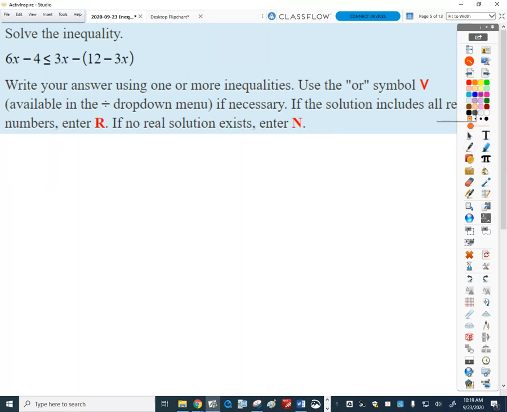You could like put the negative number into the parentheses? Okay, good. I'll distribute the negative, won't I? Same thing as distributing a -1. So I'm going to get 6x minus 4 is less than or equal to 3x minus 12 plus 3x, right? And if I combine like terms, I'm going to get 6x minus 4 is less than or equal to 3x, and 3x gives me 6x minus 12.